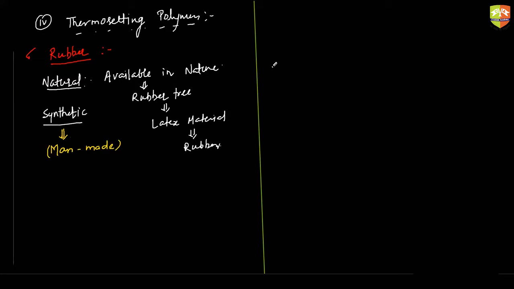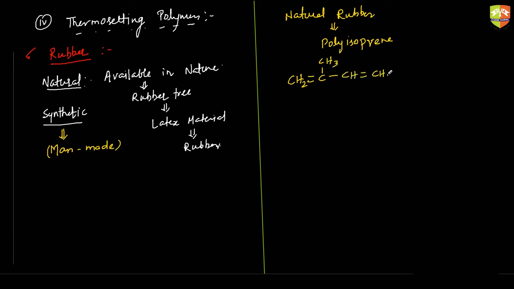The example of natural rubber is polyisoprene. What is the monomer of this? Can you tell me? Isoprene. The structure of isoprene is CH2 double bond C, single bond CH3, CH double bond CH2. This is isoprene.